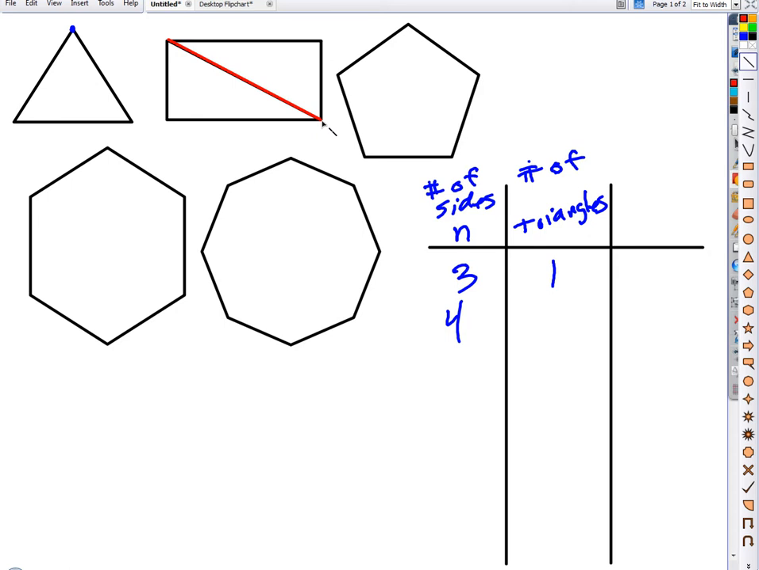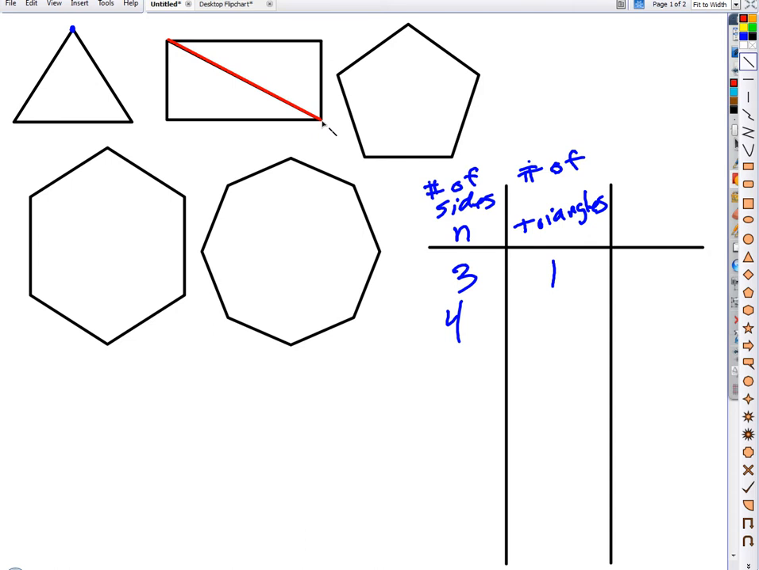How many diagonals in the first one? 0. How many triangles? Do you think you can maybe suggest a pattern there? If I count the number of diagonals, how many triangles am I going to get relative to that? 0 diagonals gave me 1 triangle. 1 diagonal gave me 2 triangles. What do you think?